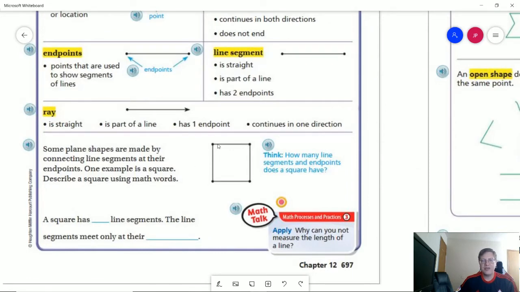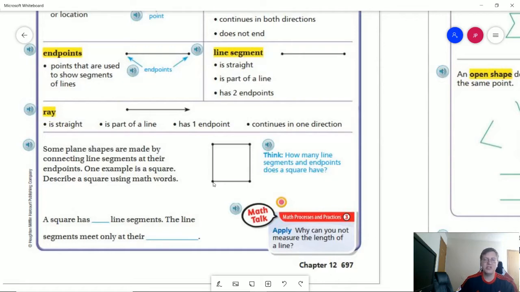So let's take a look at the bottom of the page. Here we have a square, and we are making this particular shape, and we have four sides. We have four endpoints. Usually when we are talking about the endpoints, we might use the term vertex, or vertices if we're using the plural form.